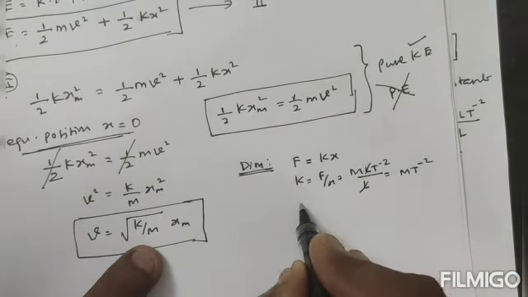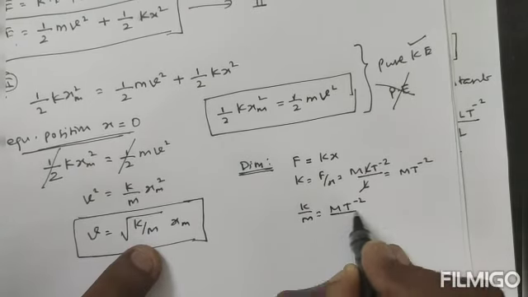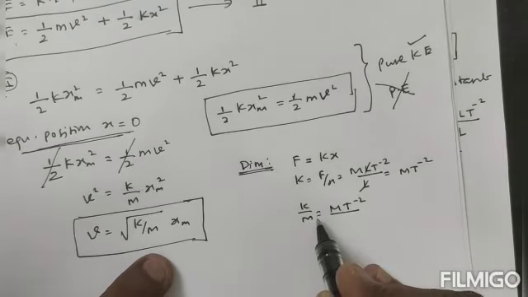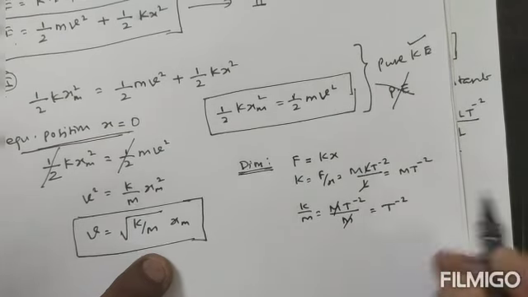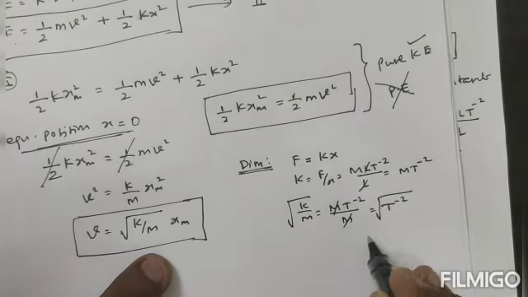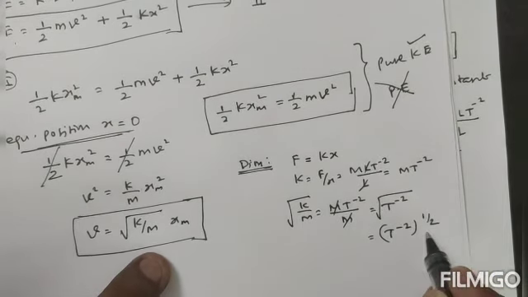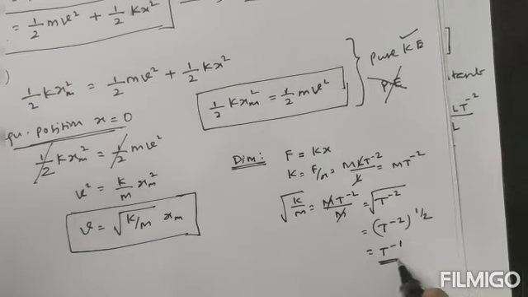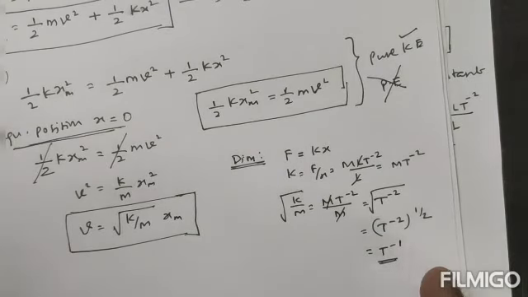Okay, now I need k by m. The k value is m t minus 2 divided by the m value, that is the mass, so m. So m is cancelled again, and here we can write t minus 2. I need root of k by m, so I can take the root. We can write t power minus 2, the root is power 1 by 2, so 1 by 2 into 2 is cancelled. So we can write t power minus 1. I got it. Okay, so root of k by m is equal to t power minus 1.